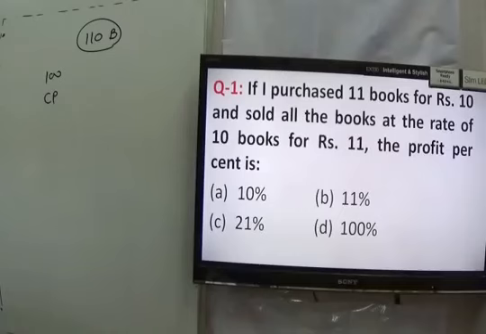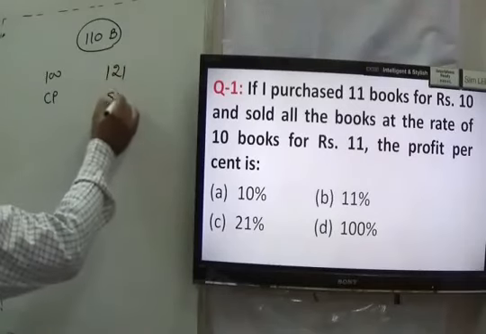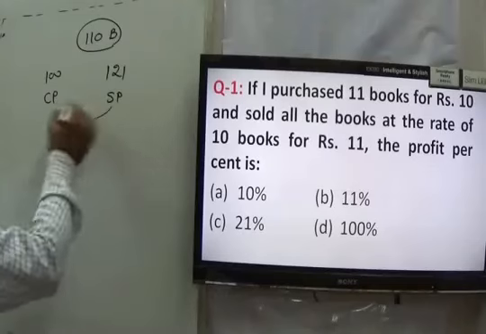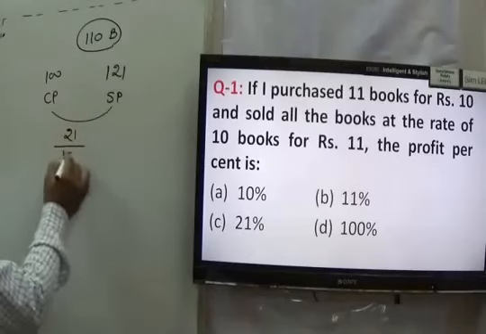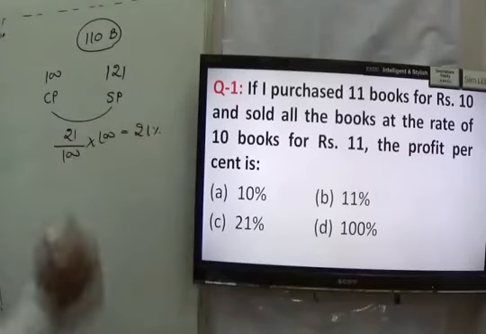Secondly, it is given that I sold all the books at a rate of 10 books for rupees 11. It means the selling price of 10 books is 11. For 110 books, the selling price is 121. Right? Now we have to find the profit percentage. By looking at it, I can easily say my profit is 21 upon CP into 100. So I can say that the profit is 21%. I hope the answer is clear.